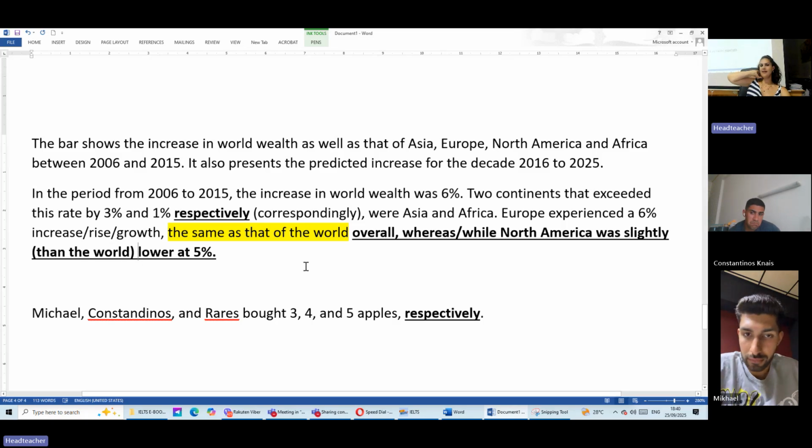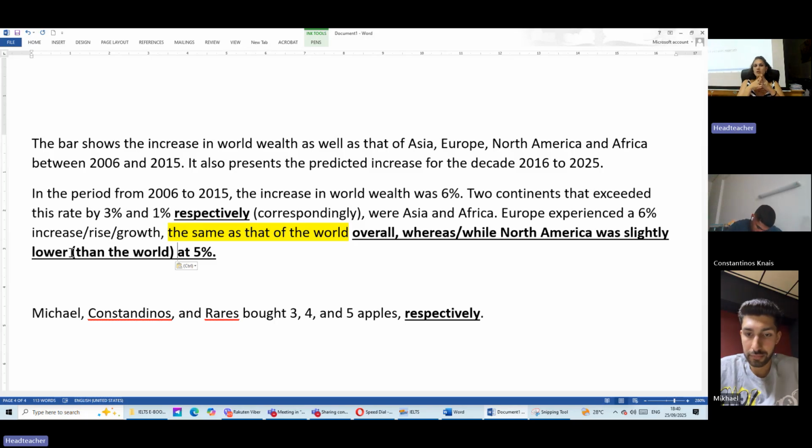Yes, "was slightly lower" works because I'm using the comparative. But guys, it's important to be able to use the comparative and the superlative. Do you remember how to structure it? Because you want to make comparisons in this task. Was lower, was higher, it was the highest, it was the lowest, was higher than. So don't forget your comparative and superlative.